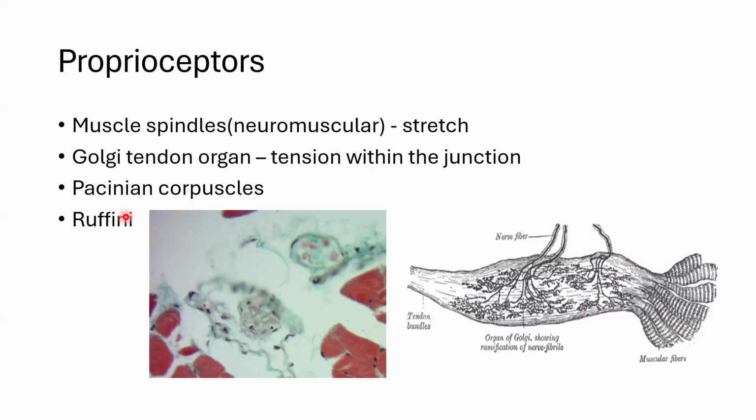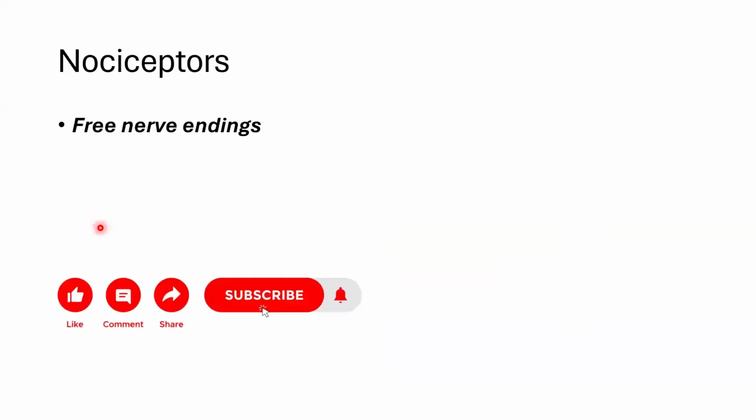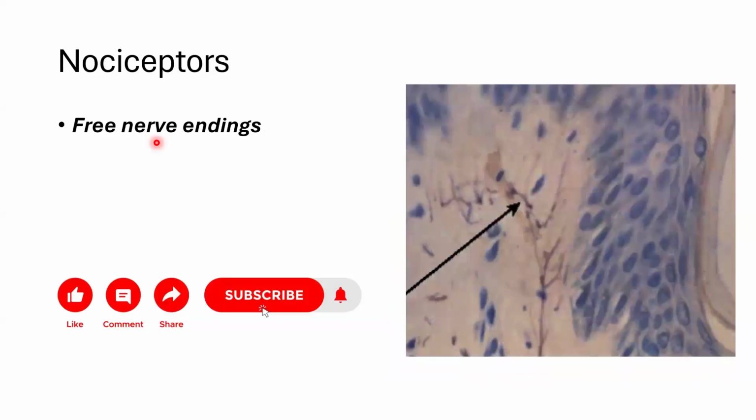And then the other two receptors for proprioception, they give joint position more. We have Pacinian corpuscles and Ruffini receptors. For nociceptors, we have free nerve endings. And these free nerve endings are being shown on the image on our right. It is a free nerve ending going to the skin.